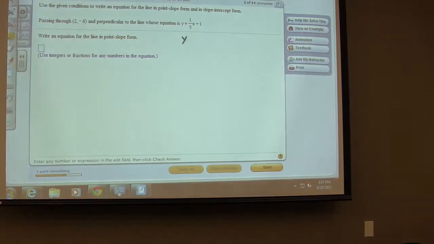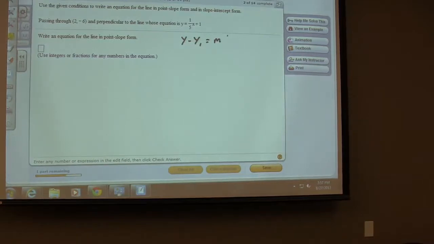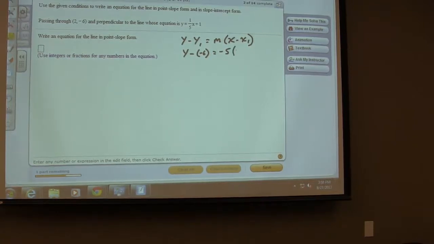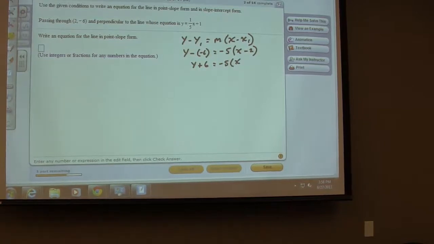So, in point-slope form, we're going to have y minus y1, which is negative 6, is equal to, we determined m is negative 5, times x minus x1, and x1 is 2. Well, let's see, we can clean this left side up. That's y plus 6 is negative 5 times x minus 2. So there's your point-slope form.